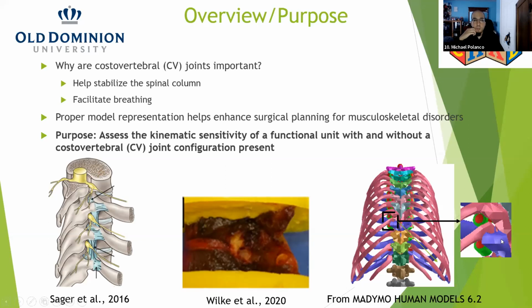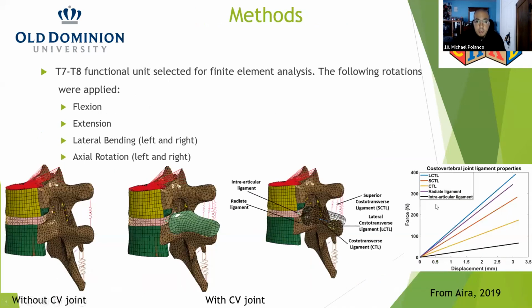So the purpose of this talk is to assess the kinematic sensitivity of a thoracic functional unit with and without the costovertebral joint represented, while demonstrating reinforced kinematic behavior by explicitly modeling the costovertebral joint. So to do this, I have a T7-8 functional unit that was created and analyzed using LS-DYNA. And so this functional unit was quasi-statically rotated in flexion, extension, left and right lateral bending, and left and right axial rotation using two different configurations.